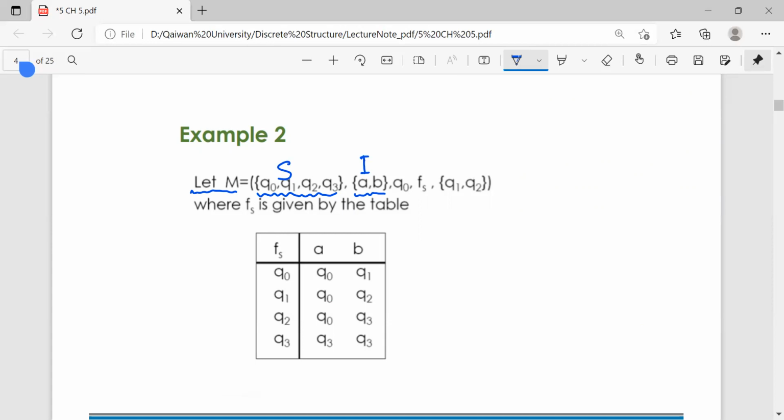Q0 is the initial or starting point. We always start from Q0. And Fs is the transition function. It's given here. Also, Q1 and Q2 are both final states. As I said before, it's possible to have more than one final state, but we must always have only one initial state.